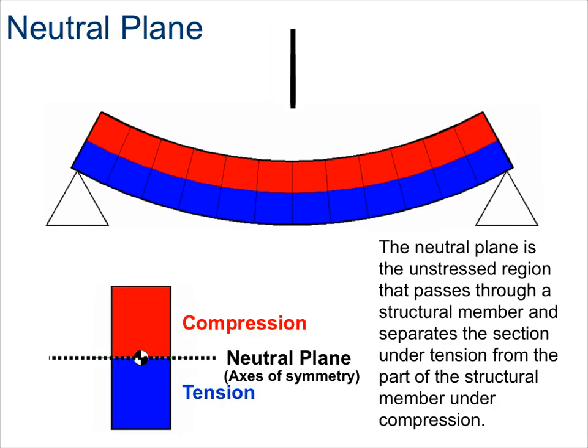Now remember that forces push and pull on objects, causing the object to be in tension or compression. The neutral plane is the unstressed region that passes through a structural member and separates the section under tension from the part of the structural member under compression. This concept will lead us into further discussions of both structural and civil engineering.